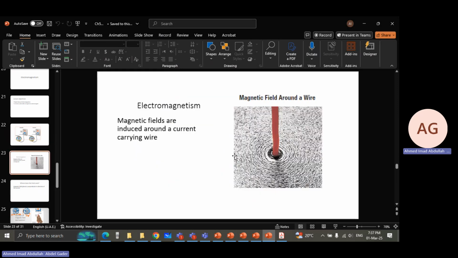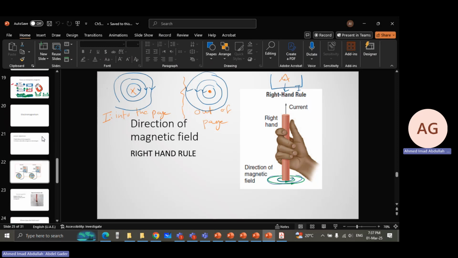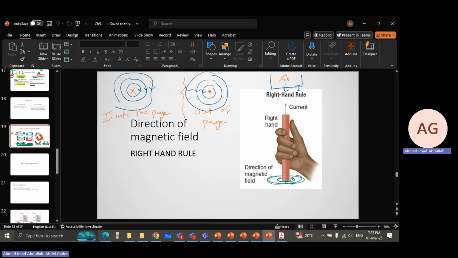The magnetic field around a straight wire appears to be concentric circles, and the direction of the magnetic field follows the right-hand rule. So the thumb is in the direction of the current and the fingers wrap in the direction of the magnetic field. Common symbology you might come across is an X. An X represents current going into the page and the dot represents current going out of the page.